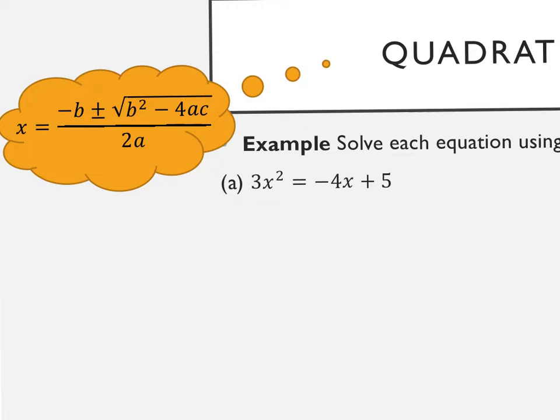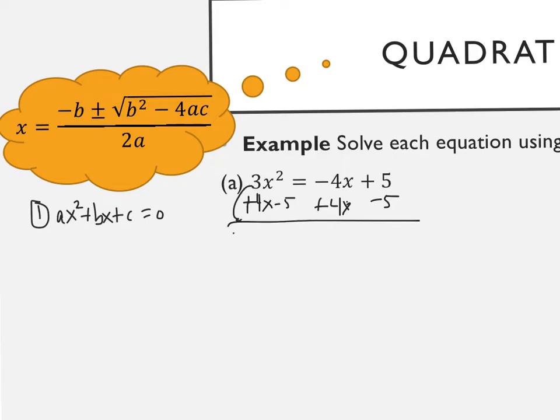And the first thing we want to do is make sure our equation is in standard form and equal to 0. So we want it in that ax squared plus bx plus c equal to 0. In order to do so, we're going to add the 4x to both sides and subtract the 5. So we'll bring down the 3x squared, the plus 4x and the minus 5, bring down your equal sign and the 0.